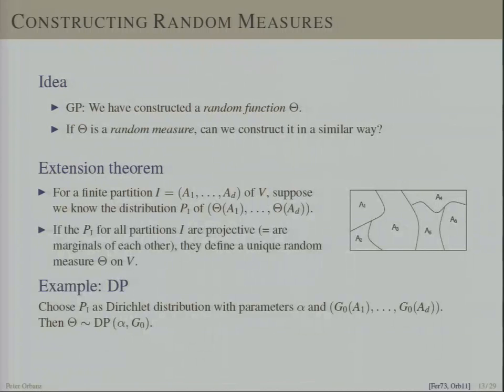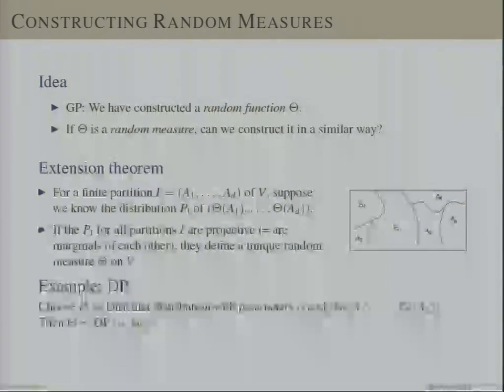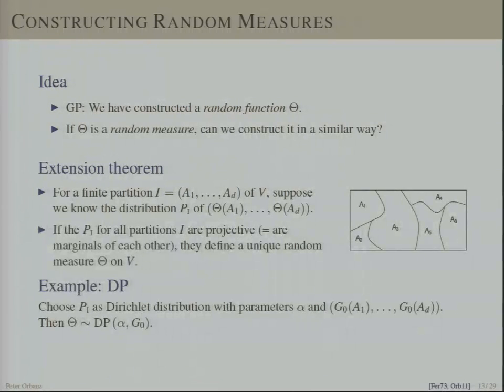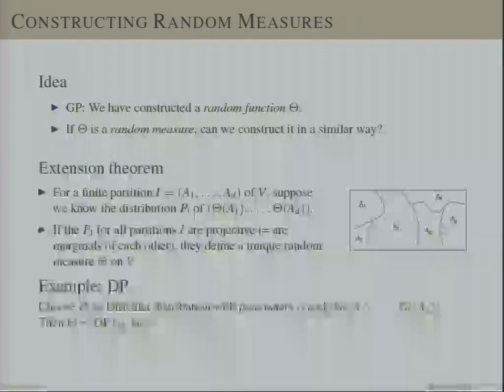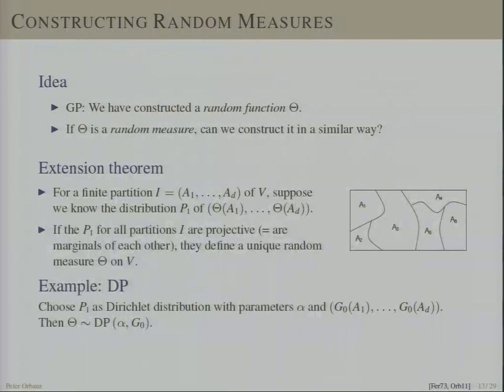Don't ask me why. And the reason why this construction is interesting anyway is the stick breaking construction is applicable for the Dirichlet process and for a very small number of other models. So the Pitman-Yor process also has a stick breaking construction, and a few other models have. But in general, a random measure does not have a stick breaking construction.